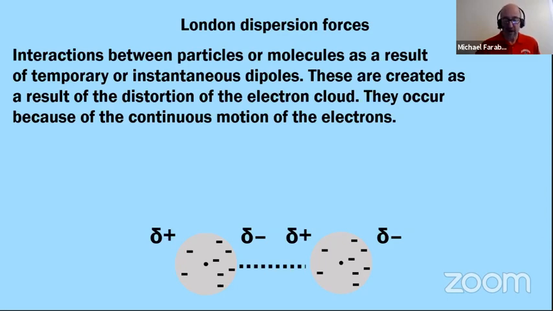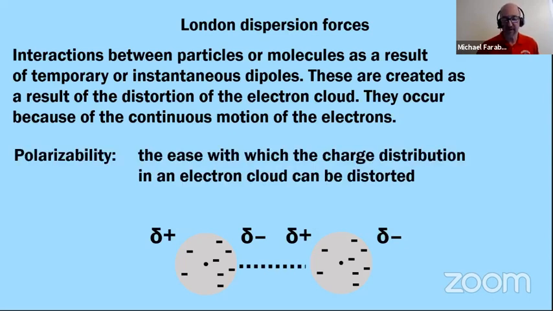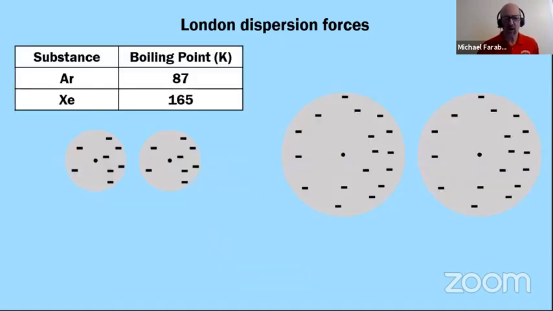Now, the electrons are in continuous motion. So we have what is called polarizability. Polarizability is the ease with which the charge distribution in an electron cloud can be distorted. You can use this as an adjective as well. You can say that one molecule might be more polarizable than another. How can you compare argon and xenon? Well, we have 18 electrons for argon and 54 electrons for xenon. So which electron cloud is more likely to be distorted? Which electron cloud has greater polarizability?